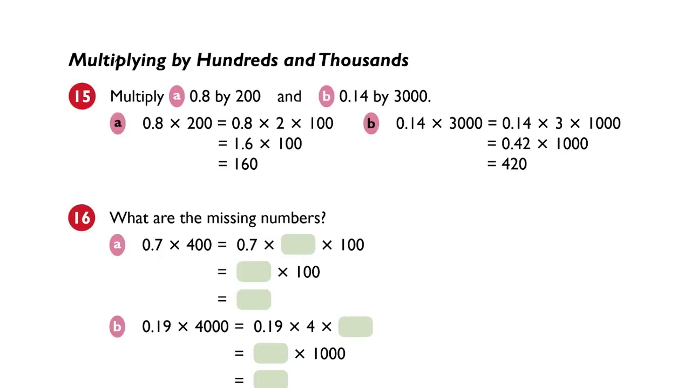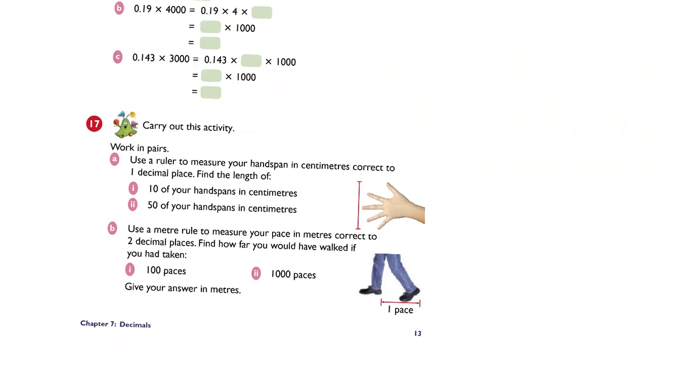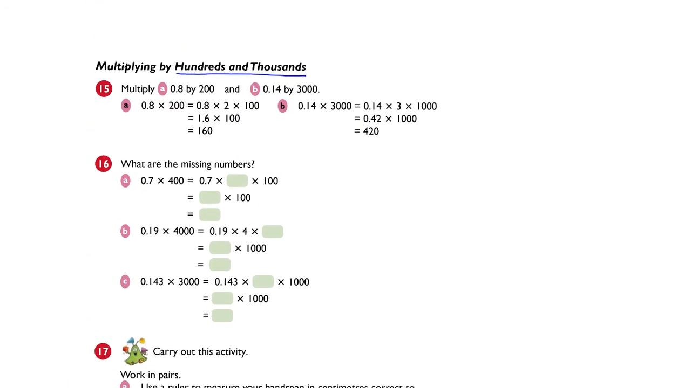Bye. The next lesson is on multiplying by hundreds and thousands. I'm going to teach this in the next video. As of now, we will stop at page 12. This is page 13. Look at page 13, maybe you want to read first, and I will do this in the next lesson.